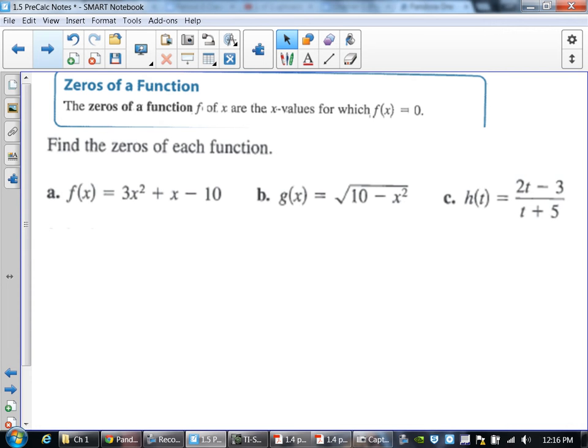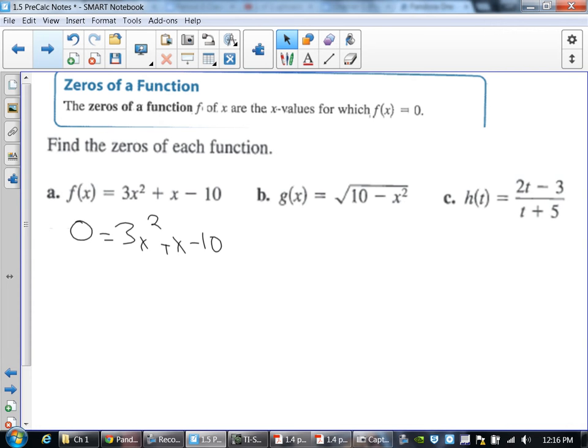In order to get rid of a square root, you have to put parentheses and square, right? Correct. All right. So here, 0 equals 3x squared plus x minus 10. That's setting you up to factor.